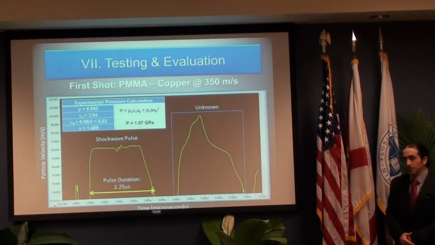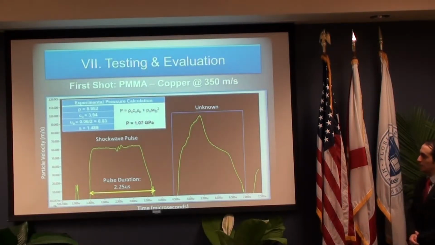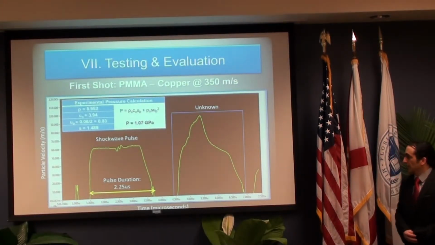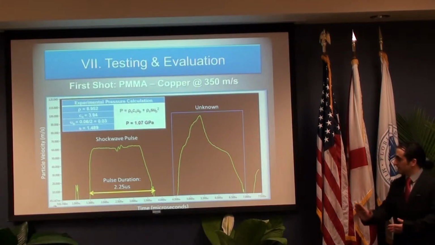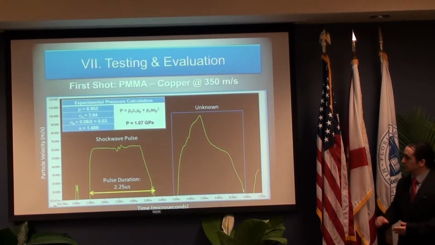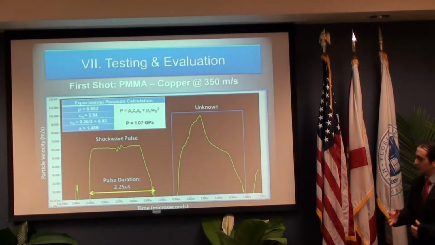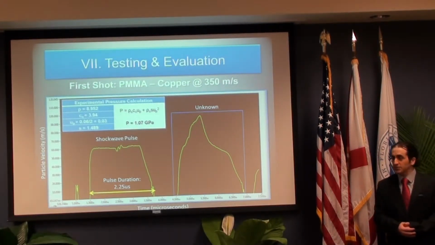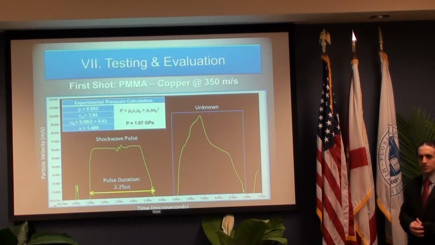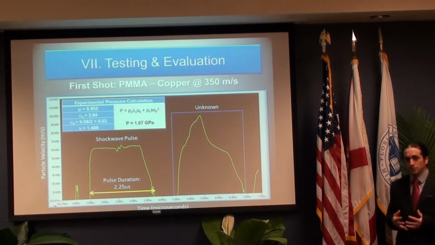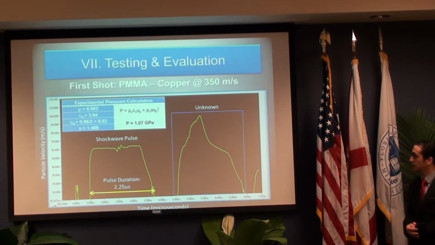Now this is the result of the first shot, which is PMMA on copper at 350 meters per second. Once the shock wave hit the free surface, the pulse duration, the shock wave pulse, is what our advisor is looking for, and that duration lasted 2.25 microseconds. And the impact pressure was 1.07 gigapascals, close to the 1 gigapascal we wanted.